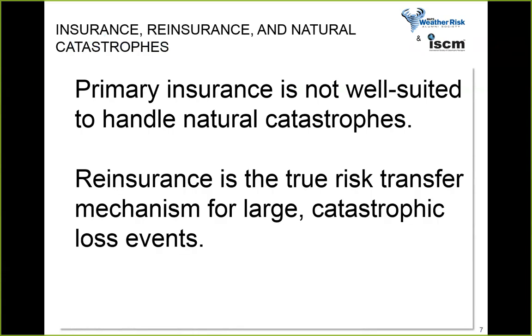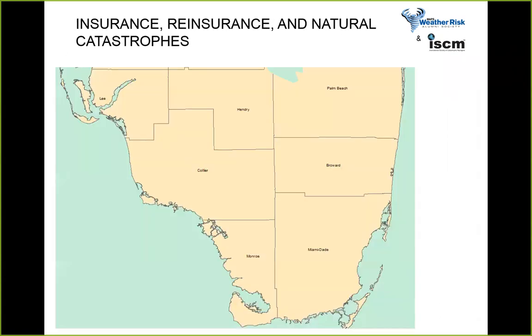And really, that's where reinsurance steps in, and reinsurance really becomes the true social financial risk transfer mechanism for very large catastrophic loss events like we've suffered this year in Florida and along the Gulf Coast. And let me give you an example why this is the case.